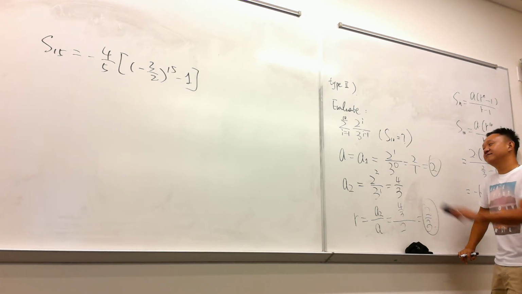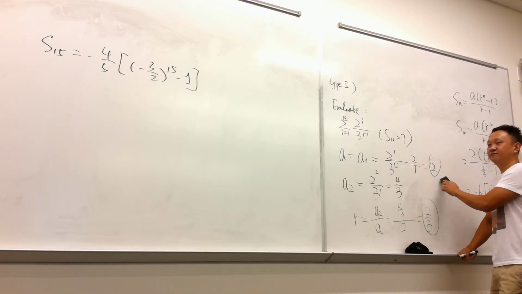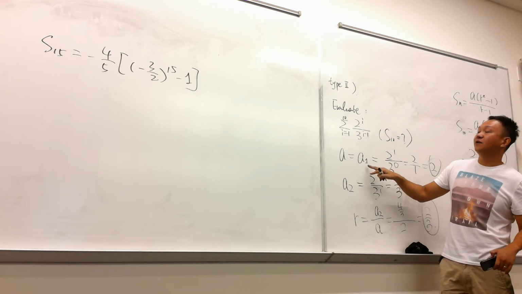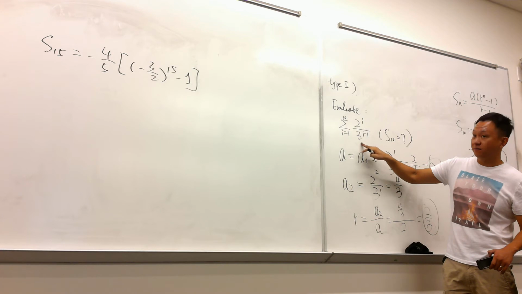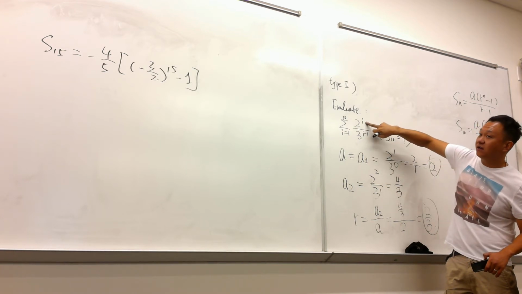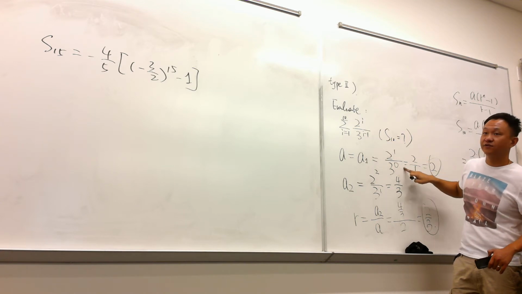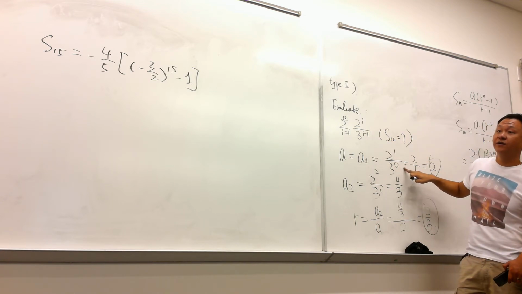So 3 to 0 is 1. 2 over 1 is 2. What I did is I plug in I equals 1 in this formula. I equals 1 here gives you 2 to the 1, and I equals 1 here is 1 minus 1, which is 0, so 3 to 0. That's why I have 3 to 0. Okay?